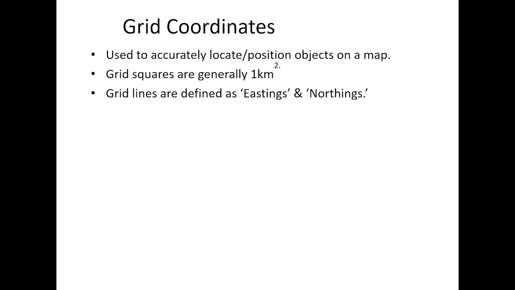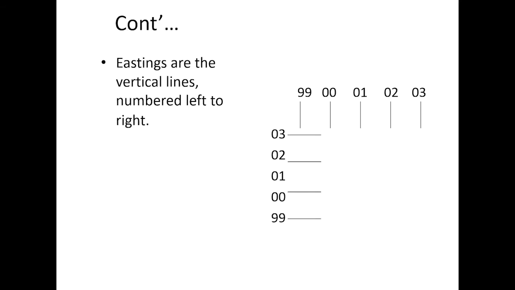Okay, so eastings are the vertical lines numbered left to right because they're measuring distance east. They're the lines that are vertical because they're measuring distance to the east, which is why we call them eastings.